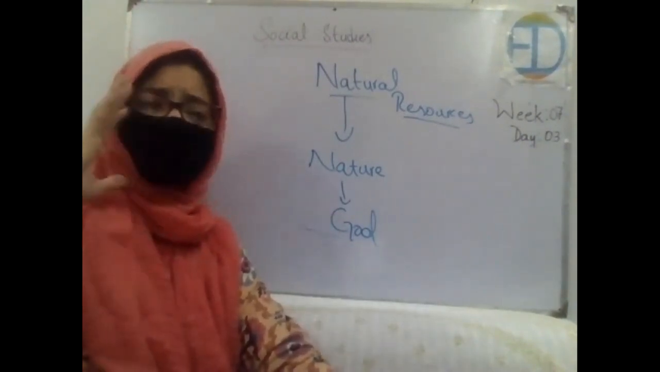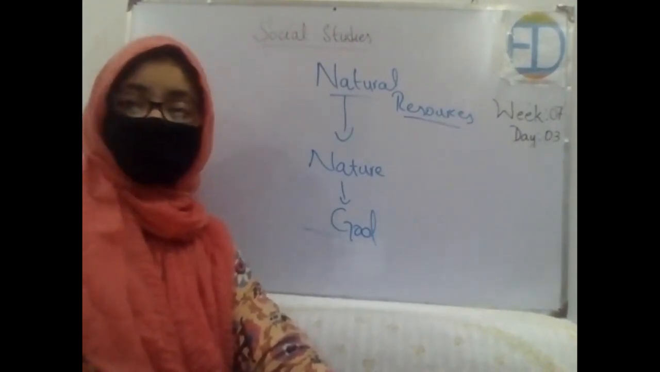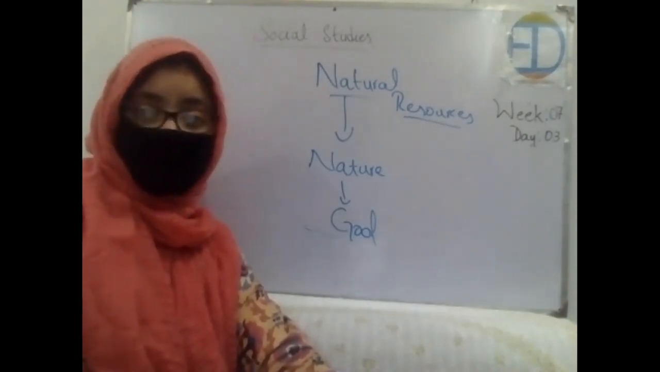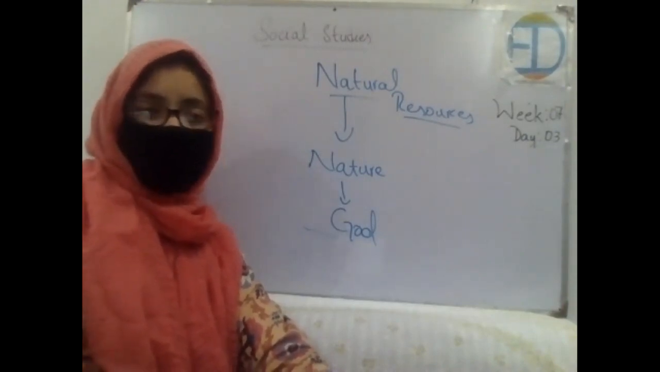There are hundreds and thousands of natural resources, and you are supposed to search for some, list them and note them down in your notebook. Got it? Any confusion, any question? Nope. Okay. So tell me the definition.